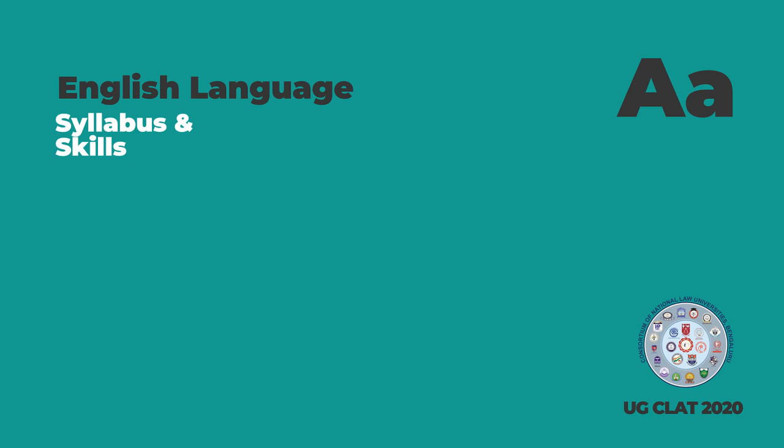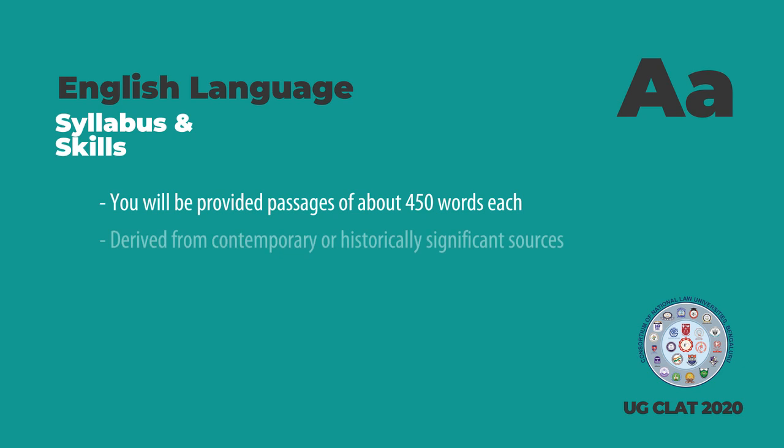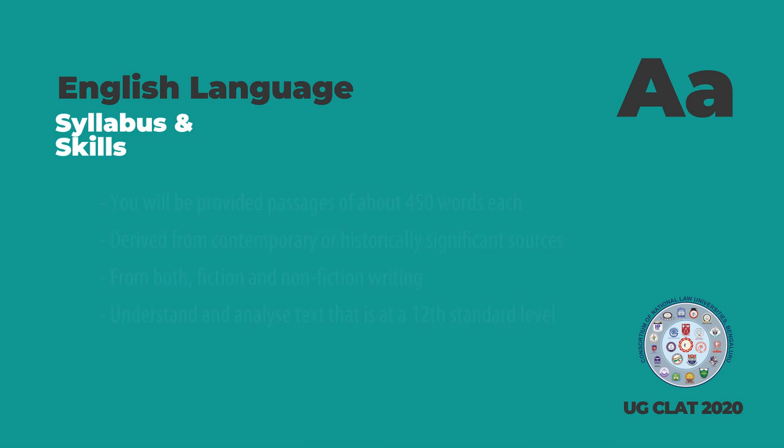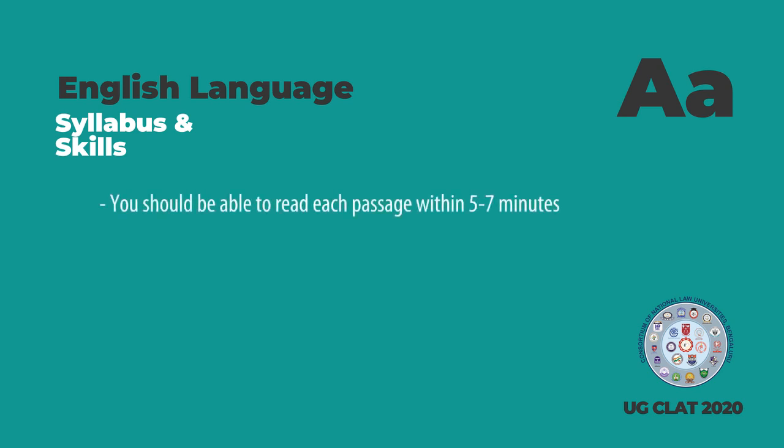In the English language section of the UG CLAT 2020, you will be provided passages of about 450 words each. These passages will be derived from contemporary or historically significant fiction and non-fiction writing and are intended to test your ability to understand and analyze text that is at a 12 standard level. You should be able to read each passage within 5 to 7 minutes.